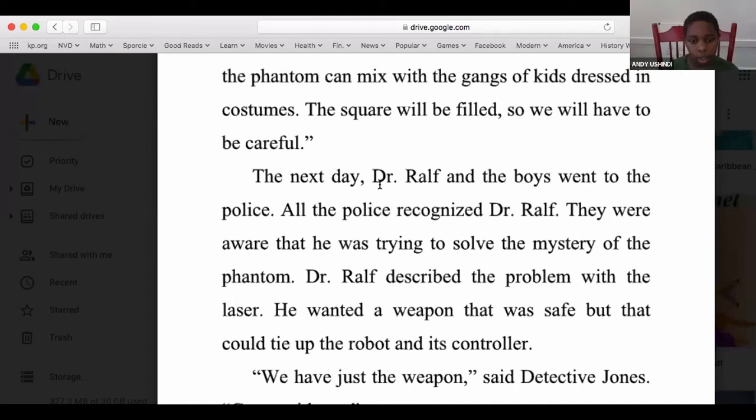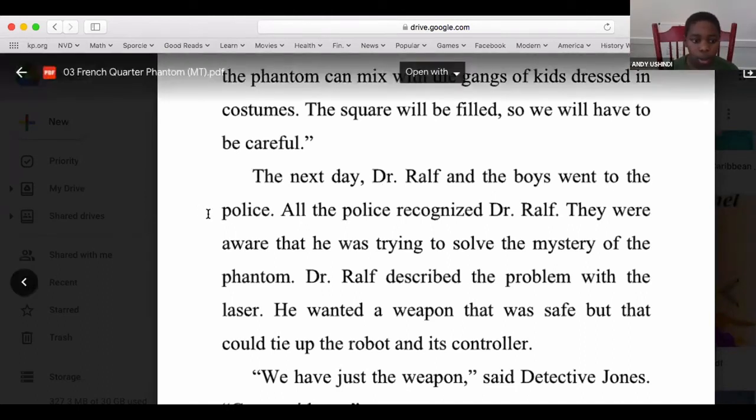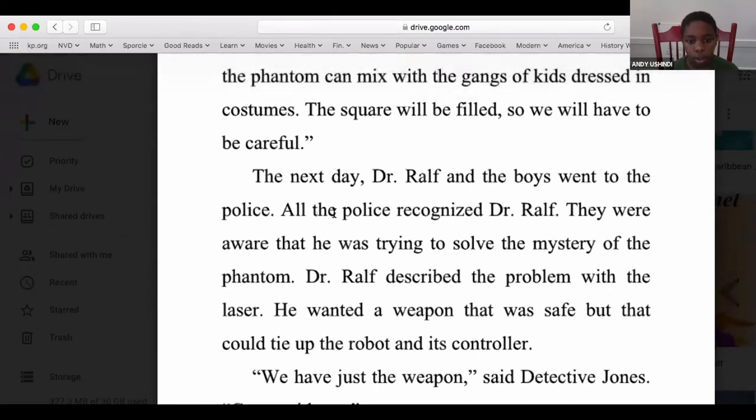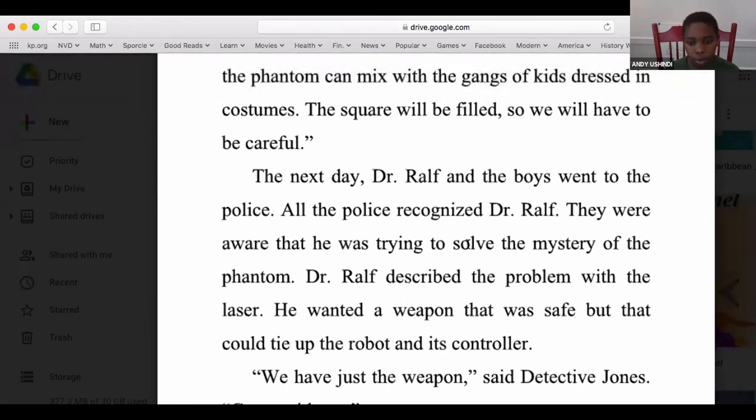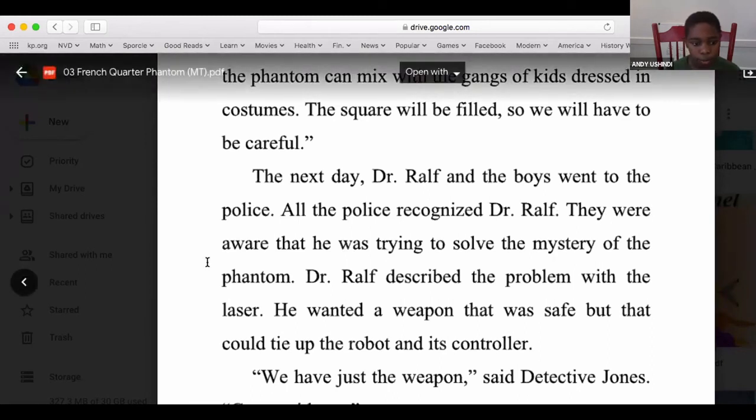The next day, Dr. Ralph and the boys went to the police. All the police recognized Dr. Ralph. They were aware that he was trying to solve the mystery of the Phantom.